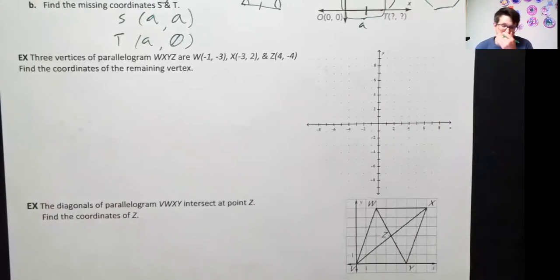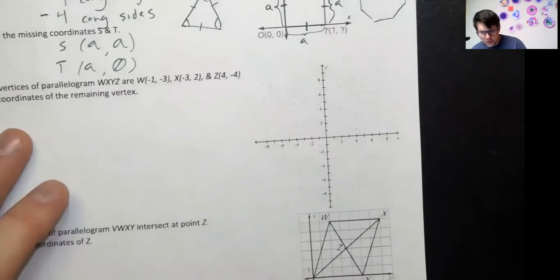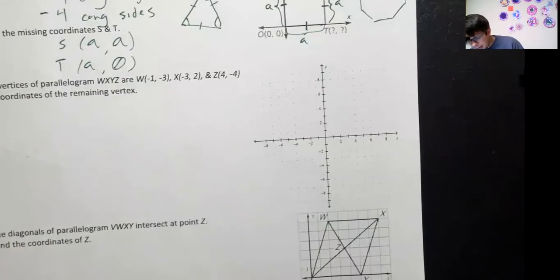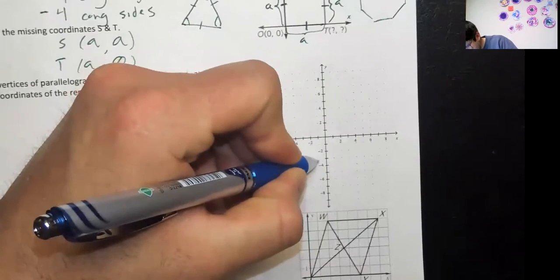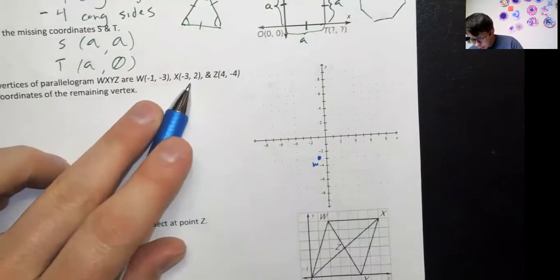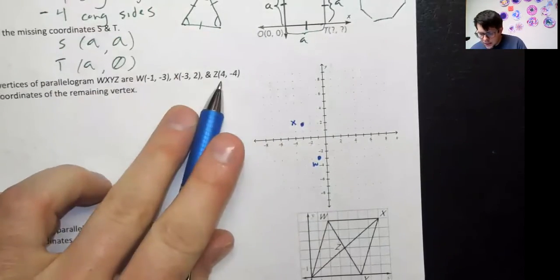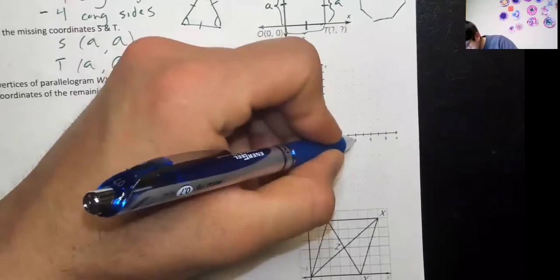Let's take a look at the same type of problem with another missing ordered pair, but this time I'm going to give you numbers. So if you take a look right here, we've got a couple of ordered pairs. So let's see if we can plug them in. W is going to be at -1, -3. X is going to be at -3, +2. And Z is going to be at 4, -4.